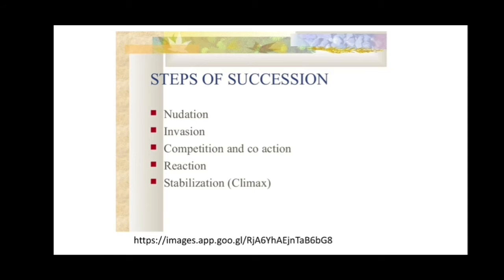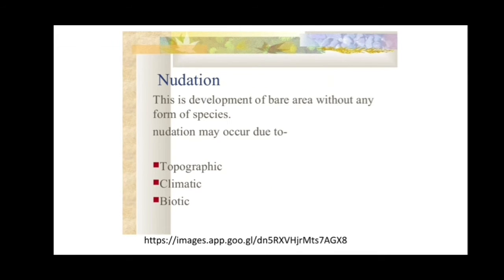Now, the steps of succession. The first one is nudation, then invasion, competition, coaction, reaction, and stabilization. Nudation is the development of a bare area without any form of species. Nudation may occur due to different types of factors like topographic, climatic, and biotic factors.